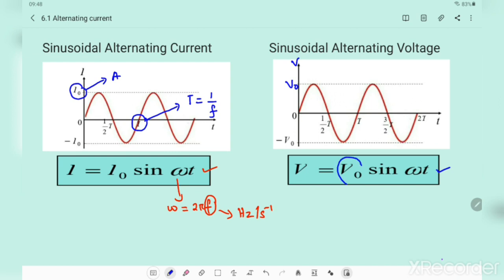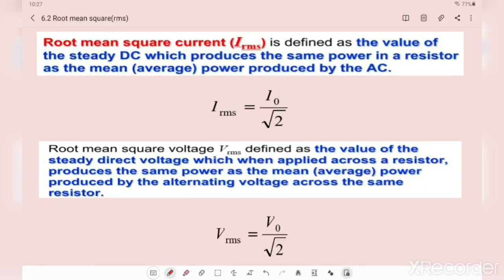For sinusoidal alternating voltage, we can use the equation V equal to V naught sine omega t, where V naught is the peak voltage that you can get from the graph. Omega is the angular frequency, also using the same equation, omega equal to 2 pi f. As we know, the alternating current changes sinusoidally. That's why we need the I RMS to represent the whole alternating current or alternating voltage.